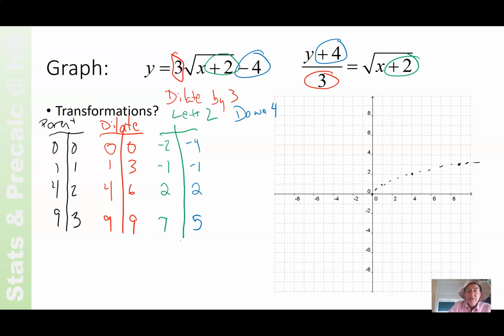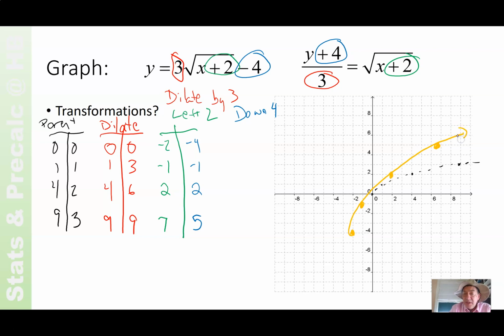So there we go. Let's graph this baby. This will look like, let's find a good color. This wants to be orange today. Can I change the thickness? No. Too bad. (-2, -4), (-1, -1), (2, 2), (7, 5). And there is your transformed function.